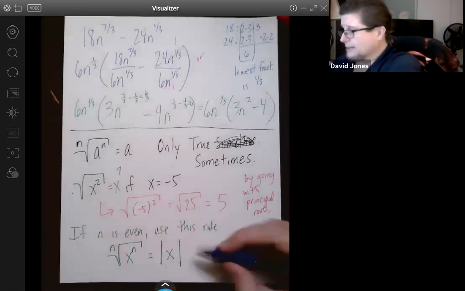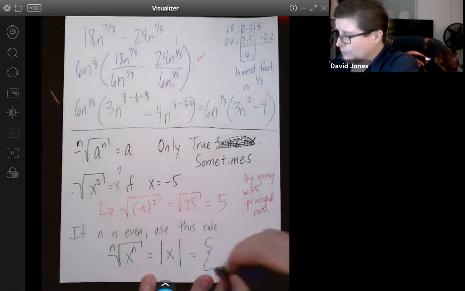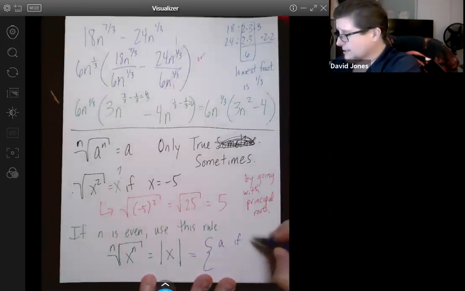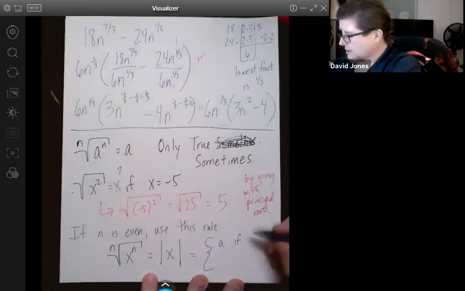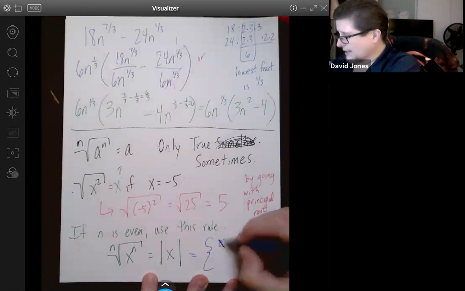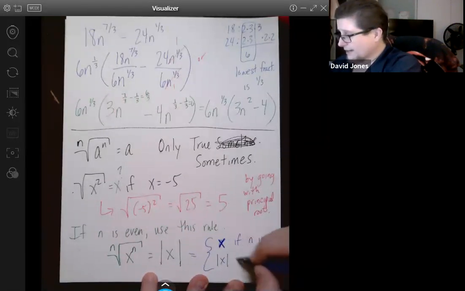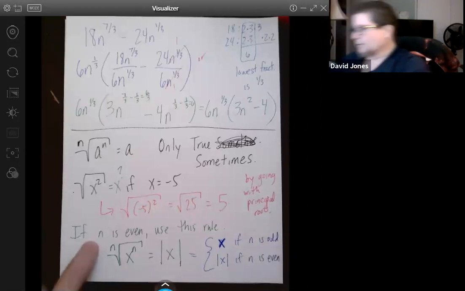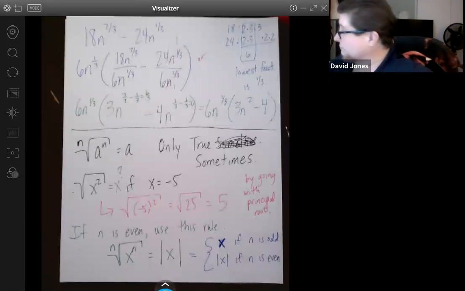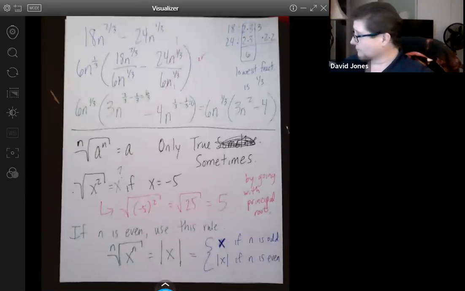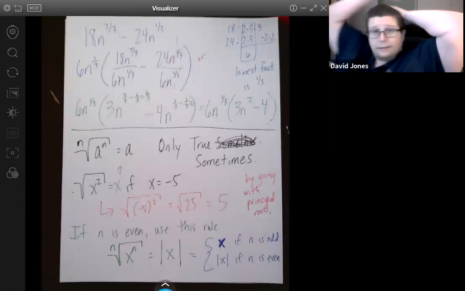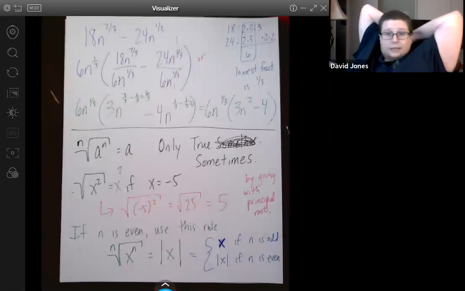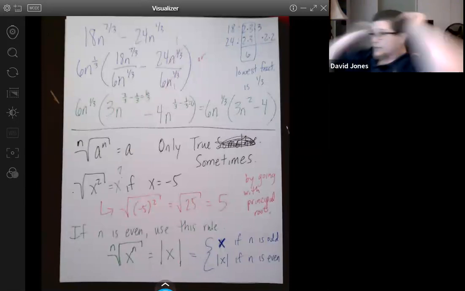And what that really means is this equals x if n is odd, and equals the absolute value of x if n is even. If I get rid of the n is even property, I can make that generalization. Okay? So let me let that stew for a second. I'll give some examples.